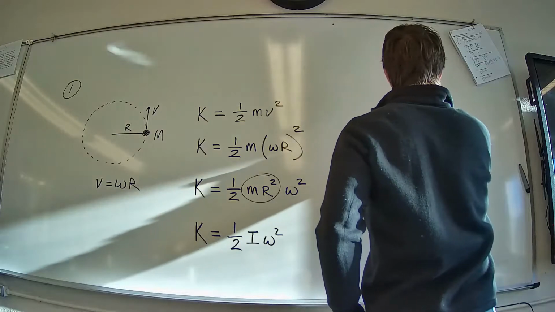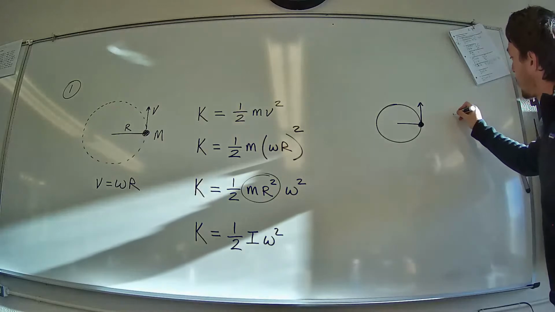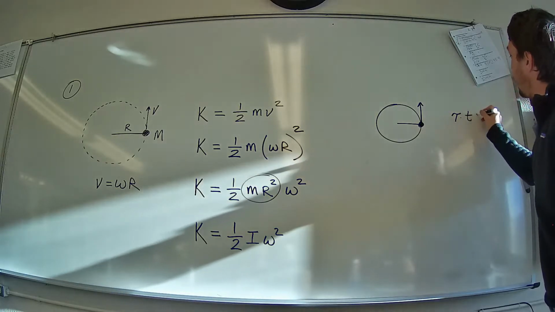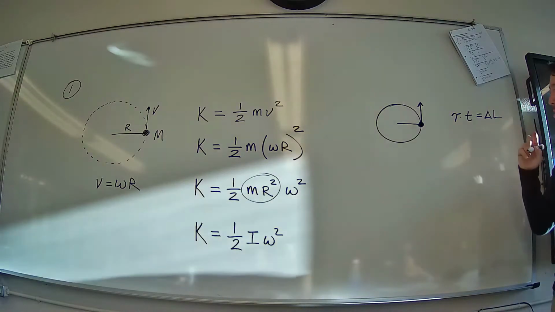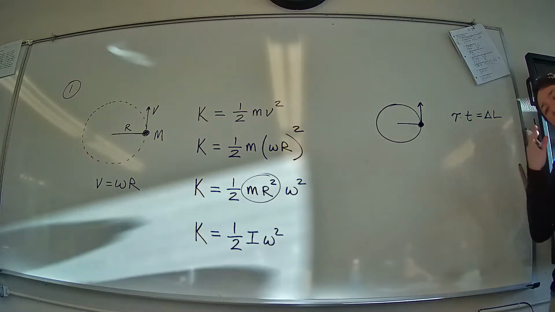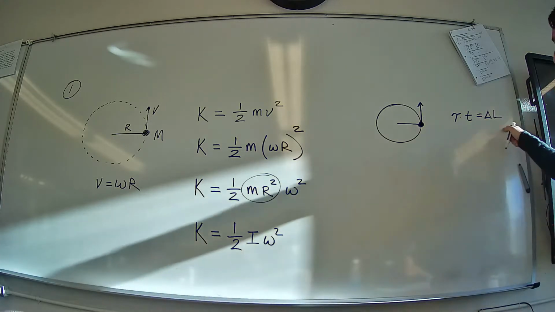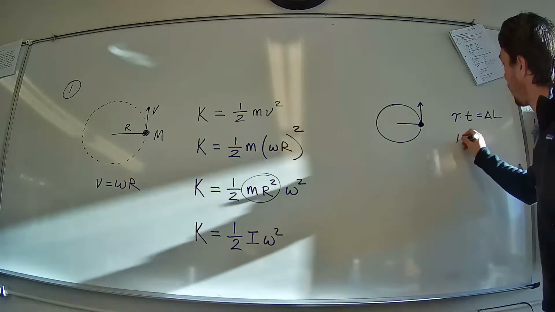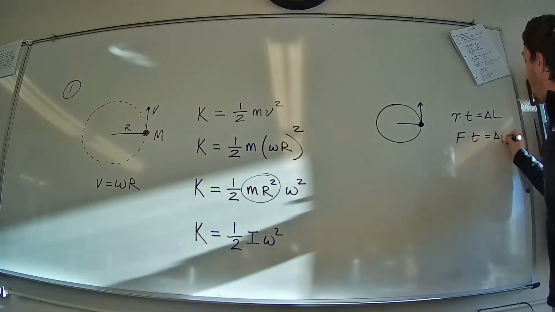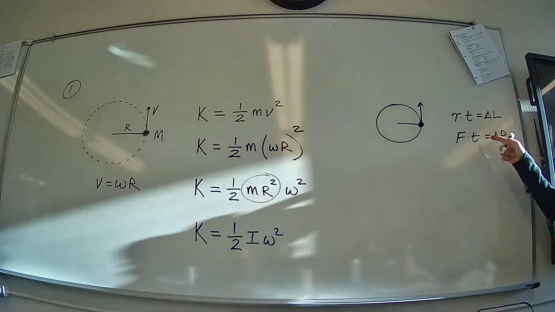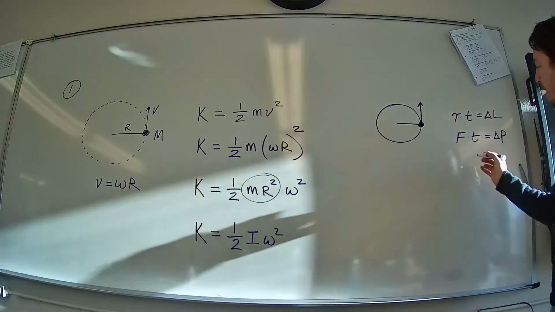So we've already talked a little bit about how torque times time would give you a change in angular momentum. So that's one way to think about it. There's another way you can think about it. By the way, this was analogous to force times time gives you a change in linear momentum. So these guys are buddies. The same thing is going to exist here.